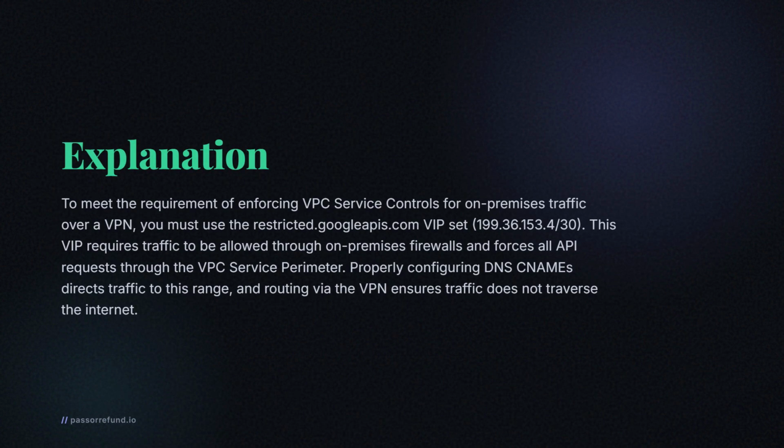So, the right answer here is B. If you want to enforce VPC Service Controls for your on-premises traffic going over a VPN, then you definitely need to use the restricted.googleapis.com VIP set, which is at 199.36.153.4/30.